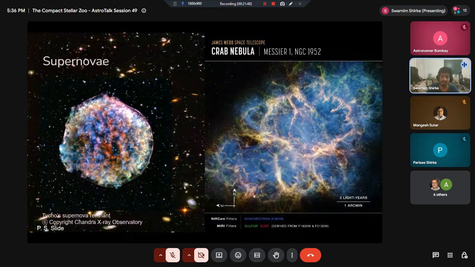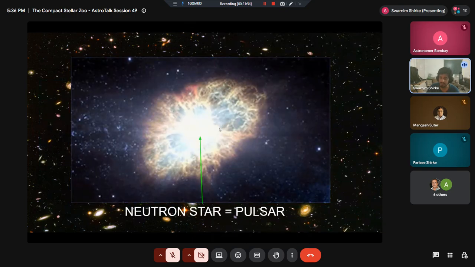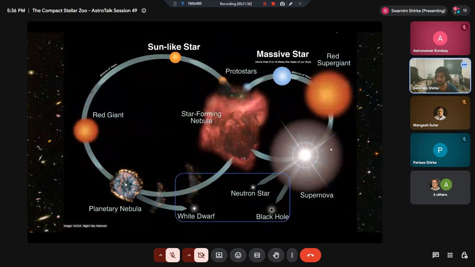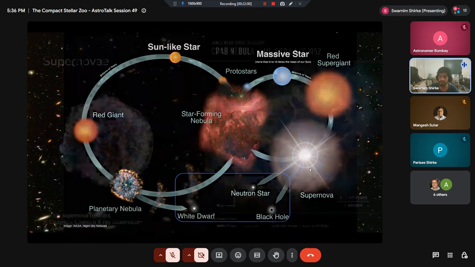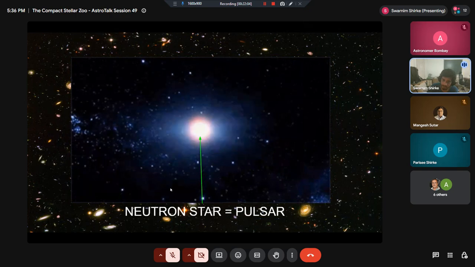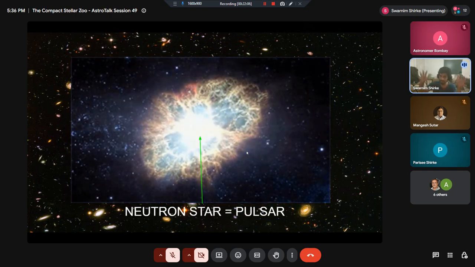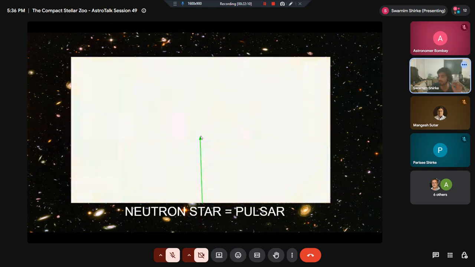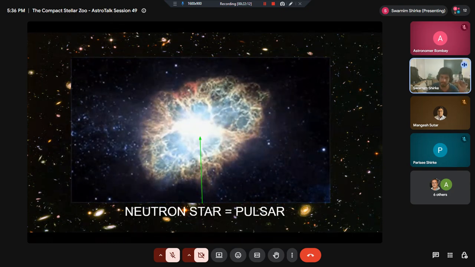So this is the process, supernova. It leaves behind a nebula. It looks something like this. When you undergo this phase, supernova, basically this is how it looks. Most of the mass is given out, and that is called a nebula, and at the core there is a central object which we call a neutron star or pulsar.